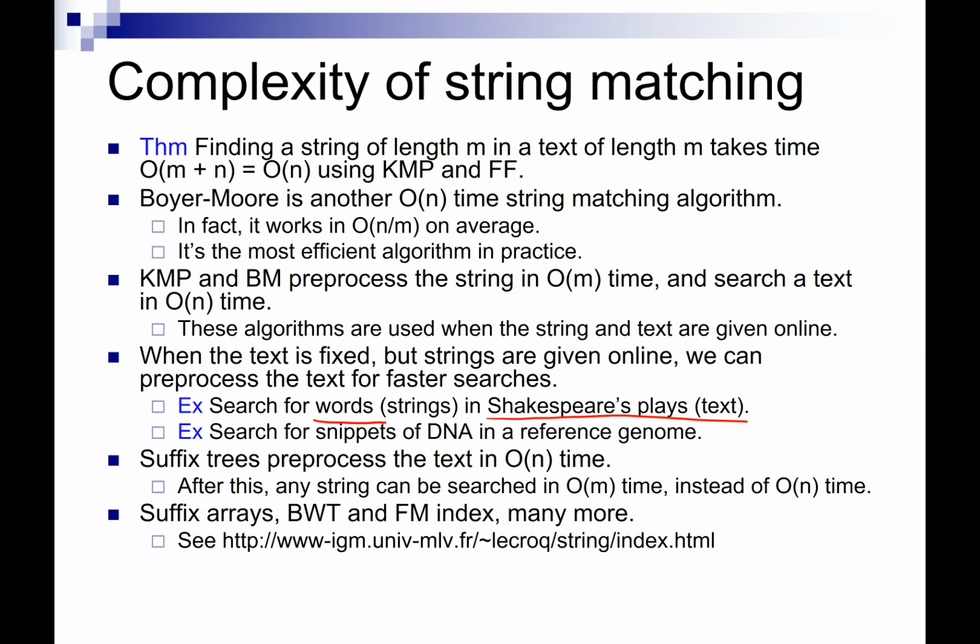Now besides suffix trees, there are also other related data structures that can pre-process the text and then search for strings very quickly. For example, there are things called suffix arrays, the Burrows-Wheeler transform, the FM index, and many other data structures. If you're interested in this stuff, you can go to this website, which lists a bunch of different string matching algorithms.